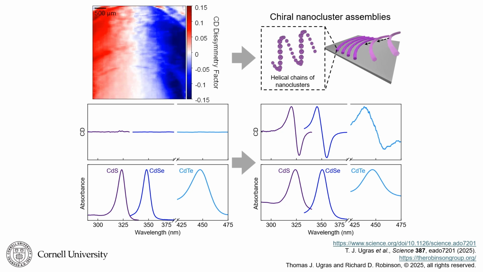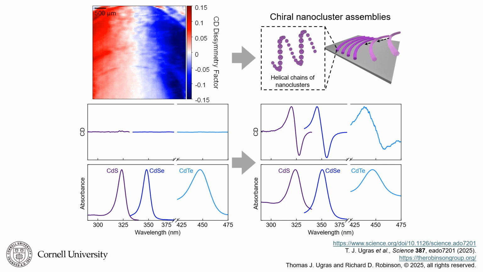Think, to put a screw into something, you've got to turn the screwdriver the right way. The nanoclusters interact with light in a similar way based on the direction of their twist. Remarkably, the dissymmetry factor, which is the figure of merit for CD, indicates how strongly a material interacts with chiral light, is huge from these structures.